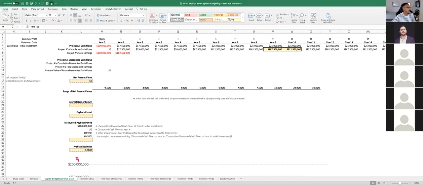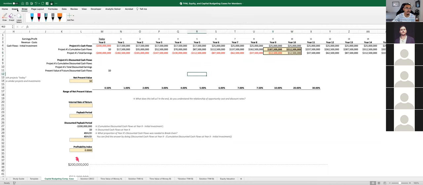Now, obviously you could do this for every single year, and we would notice as well, as you can see right here, that we are definitely breaking even somewhere between year 9 and year 10, right? We are passing the $200 million threshold of our initial investment between year 9 and year 10. That's super important. So with that said, I would like to ask you, what is our payback period? How much time does it take for us to make our money back?